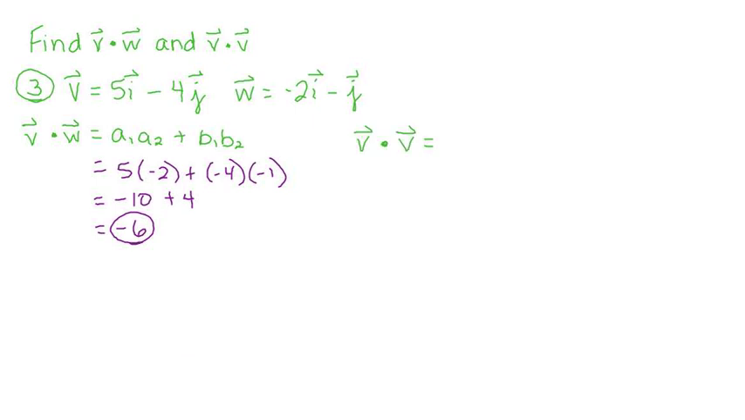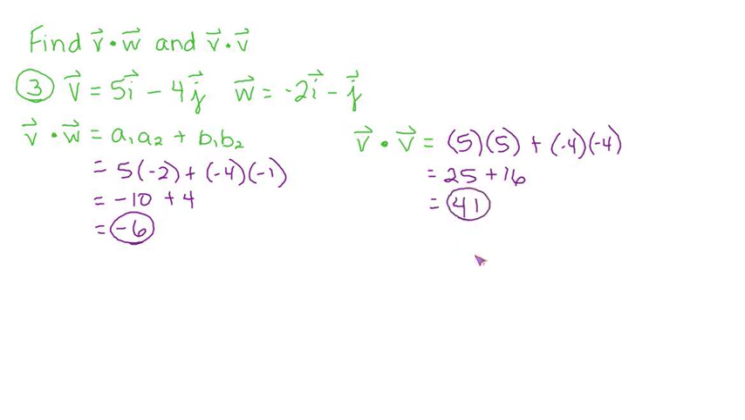Next, we're going to dot v with itself. I would have 5. That is my a1. Well, we're using a1 again, so it's going to be 5 times 5 plus negative 4 times negative 4, which gives me 25 plus 16, or 41. So when I dot v with itself, I get 41.